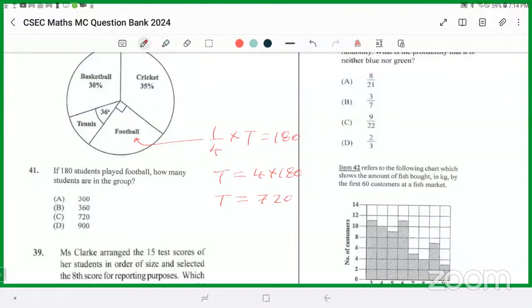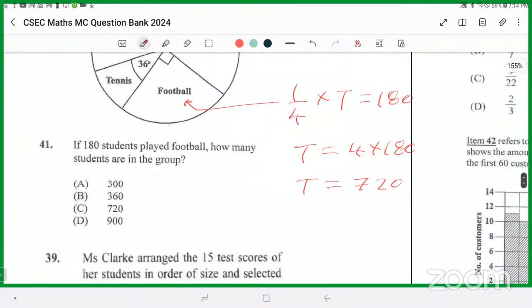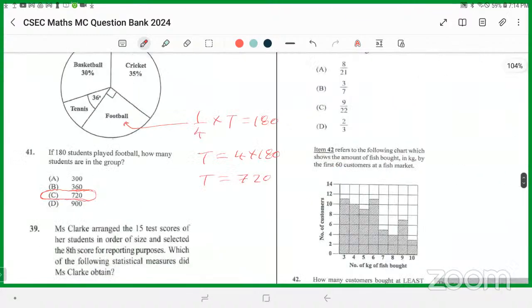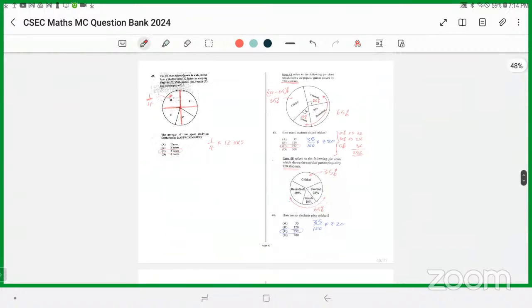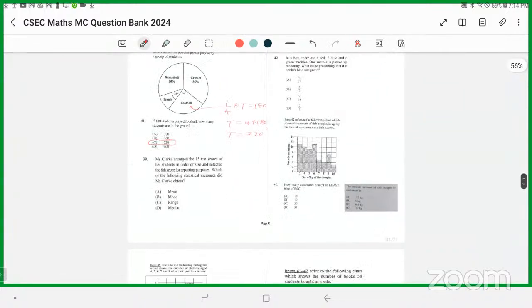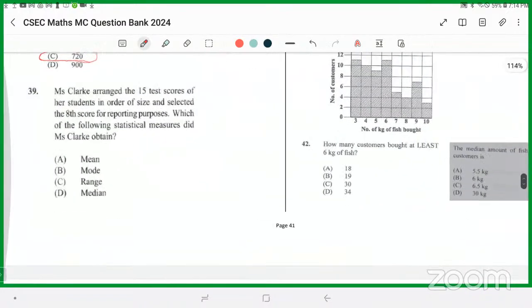So it is really the same question. It is the same question, and CSEC just spin the information and ask you something different. So 3 different questions with the same information. All right, down here now.